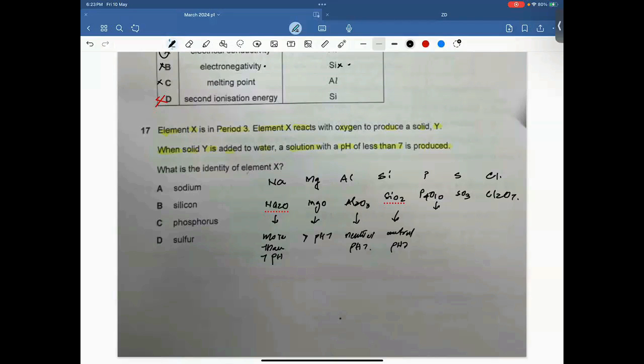So only one of these could give you an acidic solution when placed in water. Also, you can say that aluminum and silicon are insoluble in water. Both of their oxides give an alkaline solution of pH greater than 7. The examiner is looking for a pH less than 7. So let me give you an explanation here. What could be the right option?